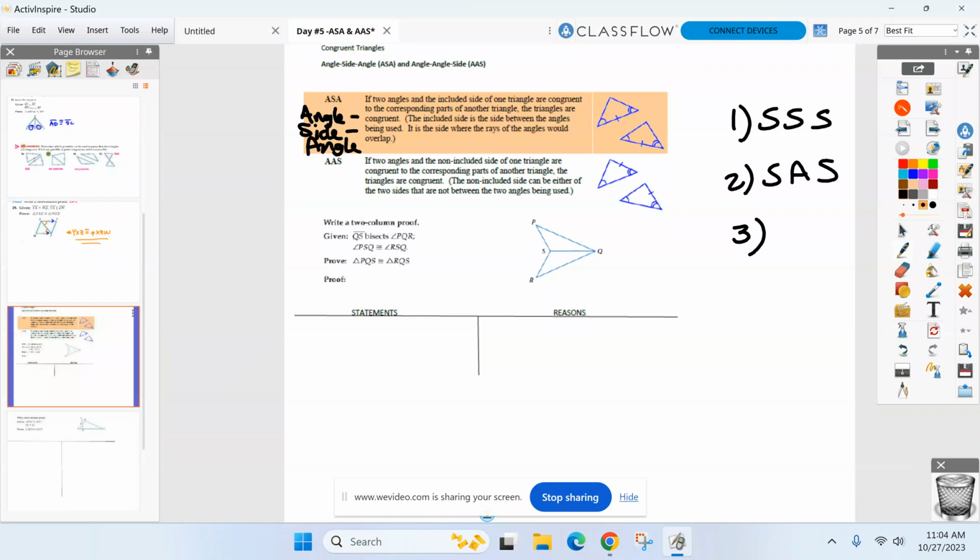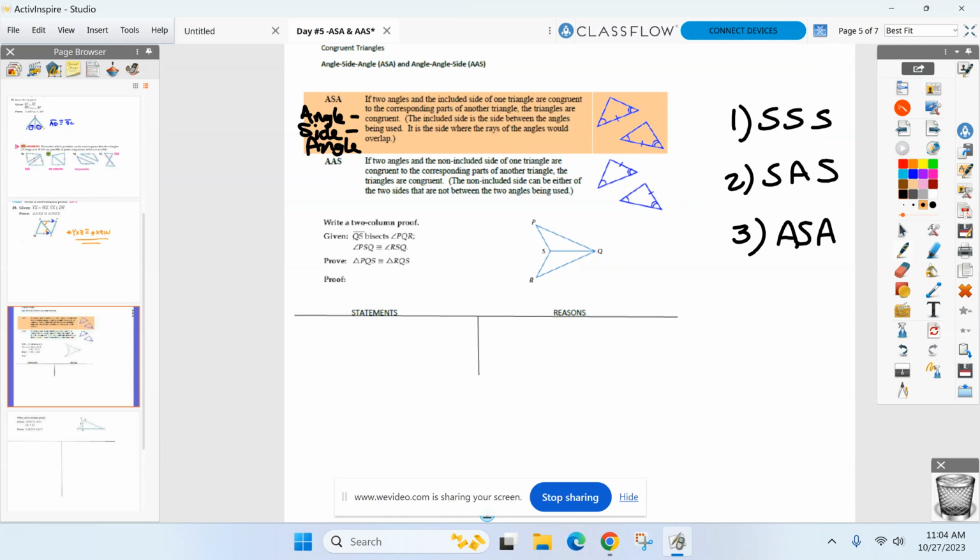I'm starting to find out, this is my 4th time doing this today. Are we okay with what it means to be in between something? Because I think there's still a little confusion how that side is in between the two angles. We good? All right.